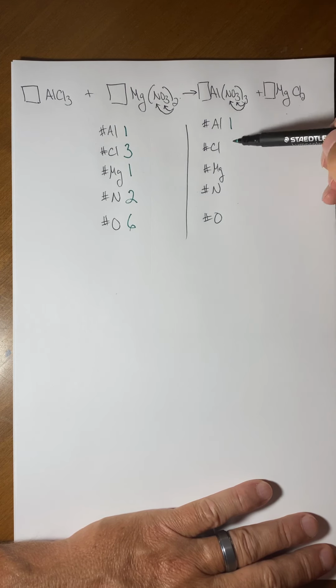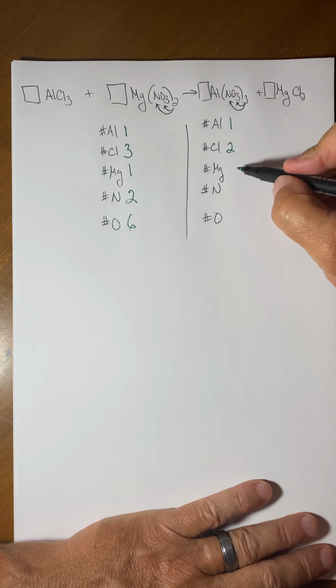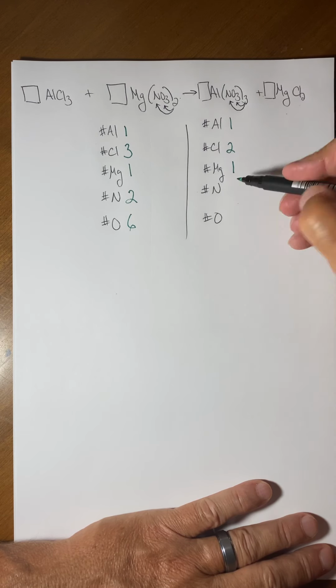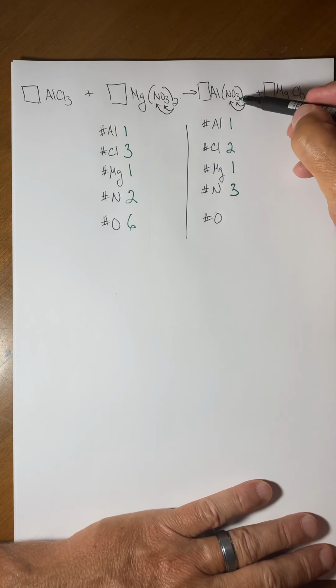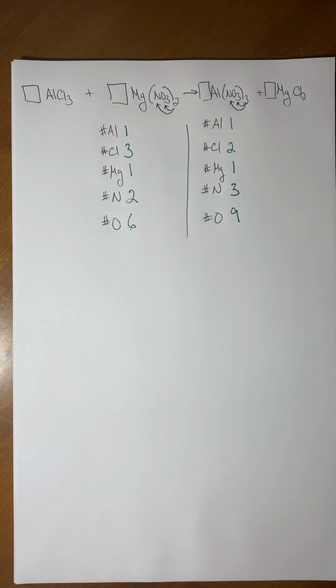So I'm going to go, chlorines are next though. So chlorines, there's only 2 of them. Magnesiums, there's only 1. Nitrogen, okay, so there was 1 times 3 is 3. And then oxygen, there's 3 times 3. 3 times 3 is 9. So now we have to get these things to balance.